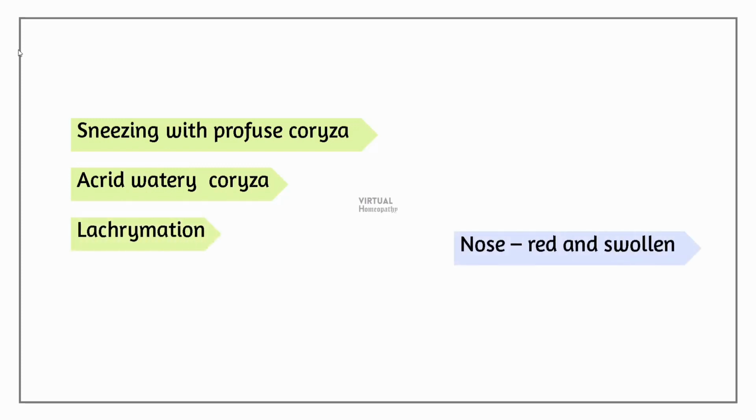You will find that the nose is red and swollen, the eyes are red, the face is red. So here you see that all the classical symptoms of allergic rhinitis are present. There is sneezing with lots of acrid and watery coryza with lots of lacrimation. The eyes, face, nose, all of that are red and swollen.